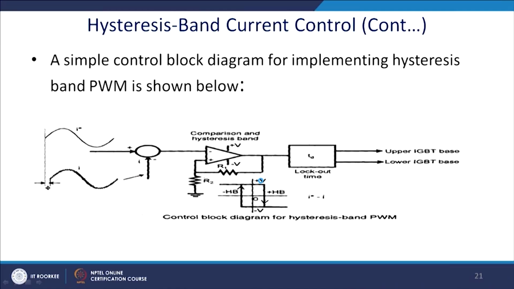As I told you, it can be generated by a simple op amp. So, this is an op amp in positive feedback, thus it works in a hysteresis manner, and this is the hysteresis loop, and ultimately after the lockout time Td, the upper and lower switches will be on. This is the simplest implementation of hysteresis control.